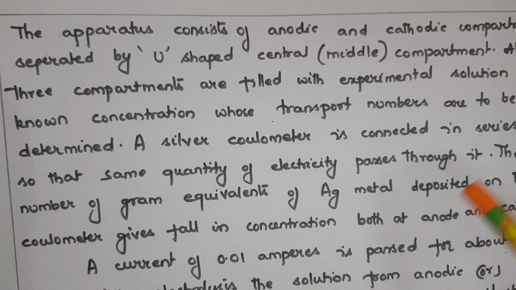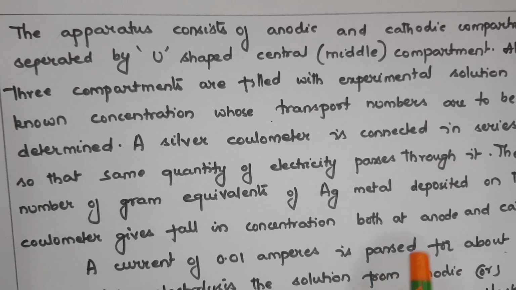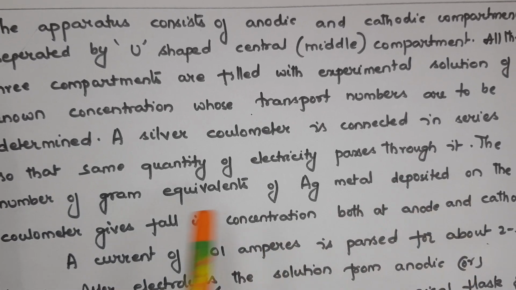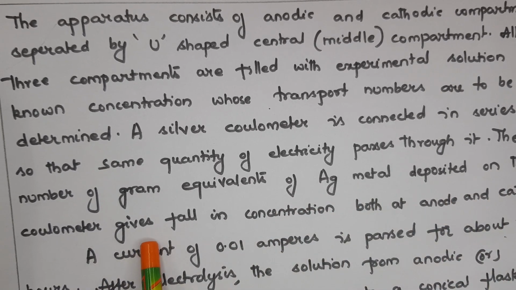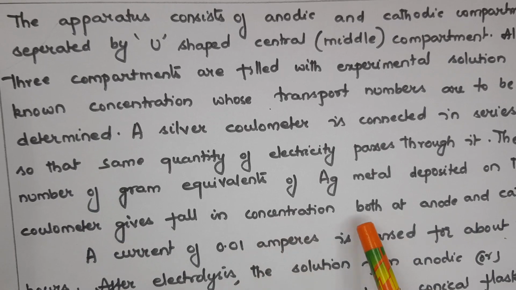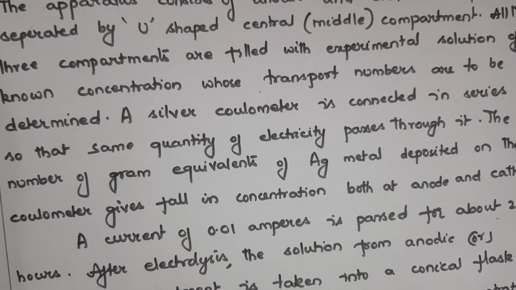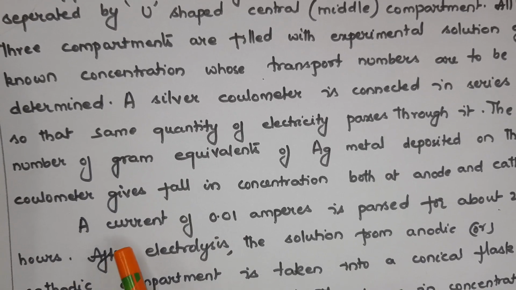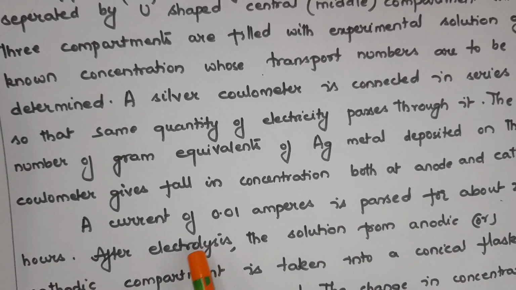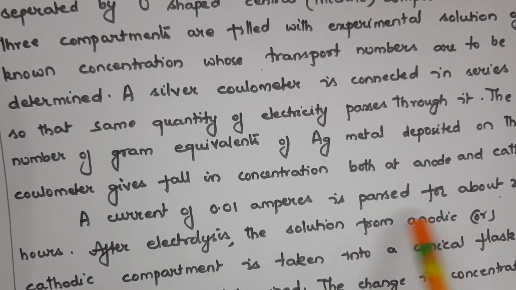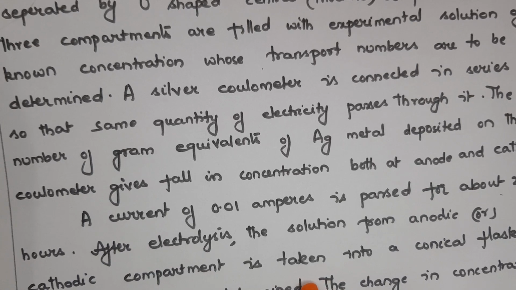A silver coulometer is connected in series so that the same amount of electricity passes through it. Next, the number of gram equivalents of silver metal deposited in the coulometer gives us the total fall in concentration both at anode and cathode. Now what is the process that is taking place? A current of 0.01 amperes is passed for about 2 to 3 hours. After electrolysis, the solution from the anodic or cathodic compartment is taken into a conical flask and its concentration is determined.